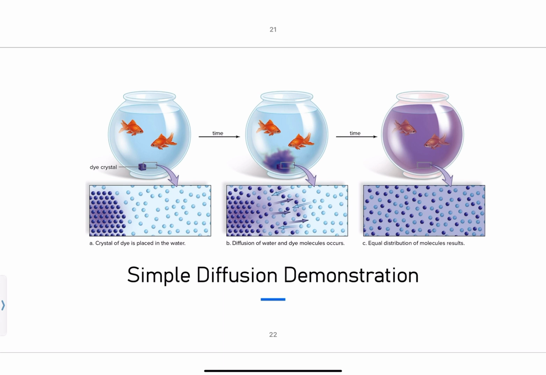I'm not sure why they put a dye pellet in a goldfish bowl. I always thought this was incredibly unusual.